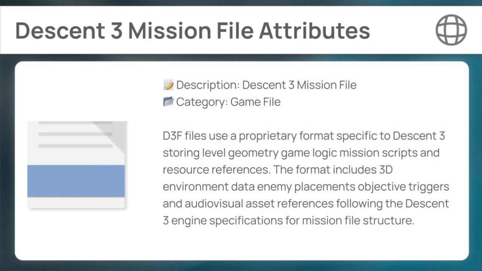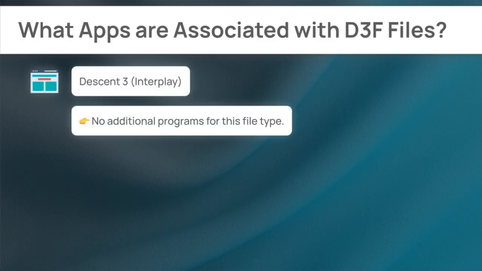D3F files use a proprietary format specific to Descent 3, storing level geometry, game logic, mission scripts, and resource references. The format includes 3D environment data, enemy placements, objective triggers, and audiovisual asset references, following the Descent 3 engine specifications for mission file structure. This D3F file is handled by the industry-standard tool Descent 3 from Interplay.